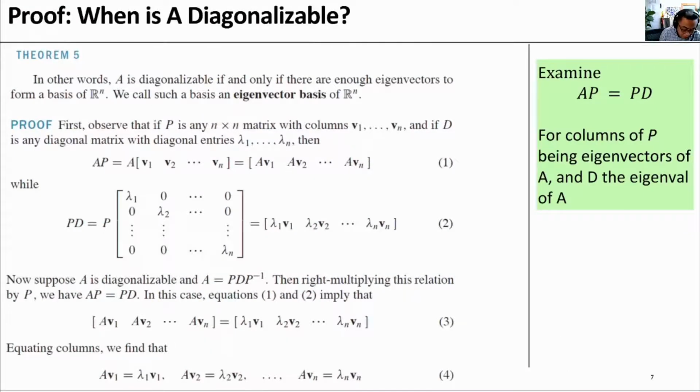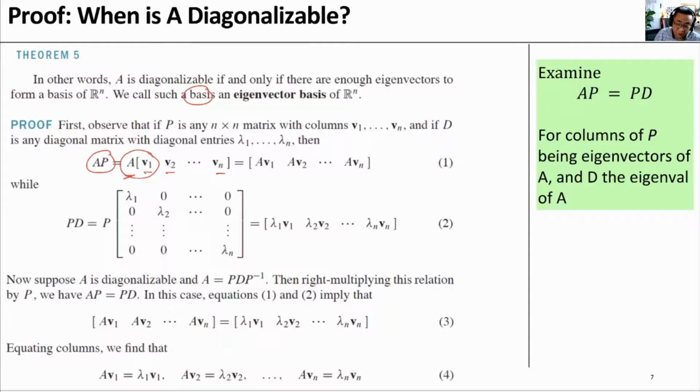Why is this so? Well, we begin with AP, and P contains V1 to Vn, where they are eigenvectors of A, and there are n independent of them, and therefore we call it a basis, because there are enough eigenvectors to form a basis. To form a basis for Rn, we need n independent vectors. Right, so we will multiply A by P.